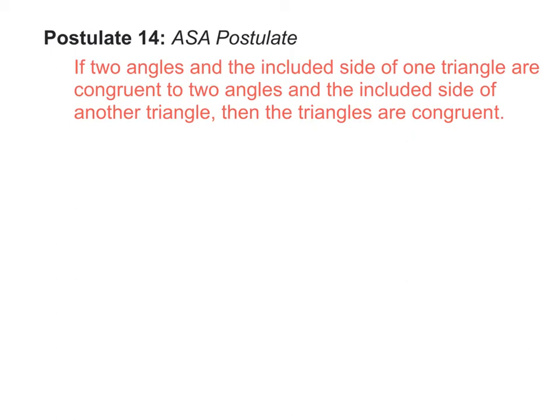Again, be careful with this word included. So we've got 2 angles of one triangle and 2 angles of another triangle. The side we're concerned about is the side between those 2 angles. It's the common side, if you will, for those 2 angles. So that's what we mean by the included side, okay? So if 2 angles and the included side of one triangle are congruent to 2 angles and the included side of another triangle, then the triangles are congruent.